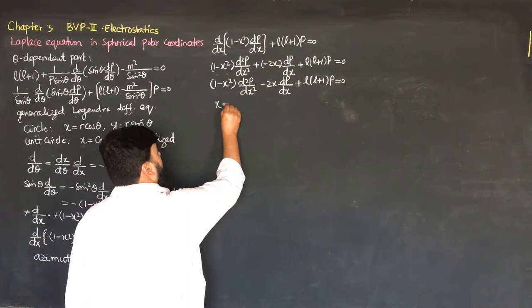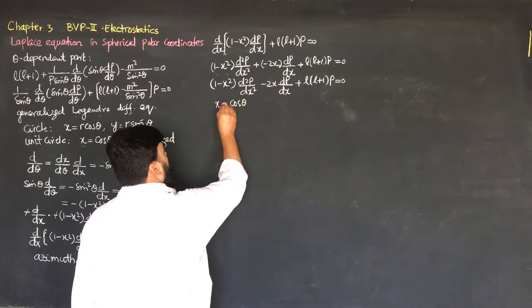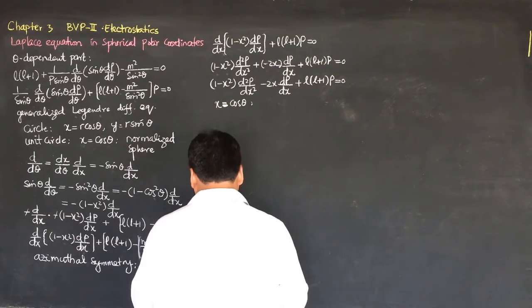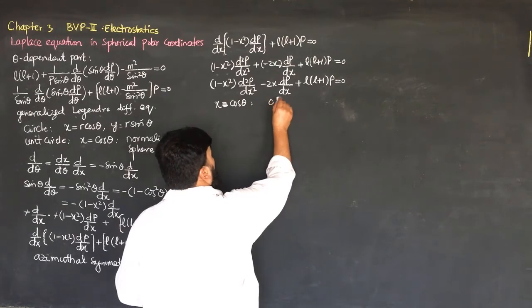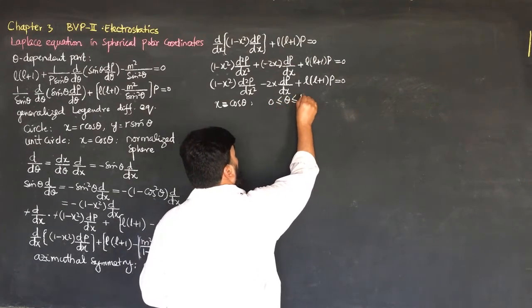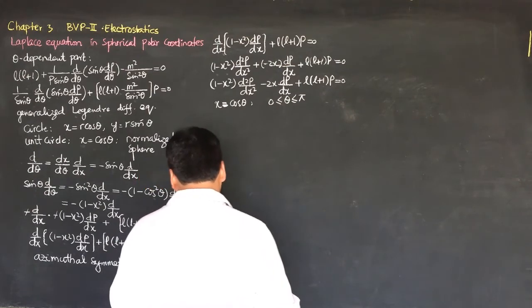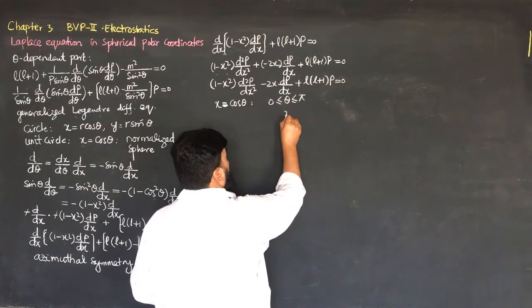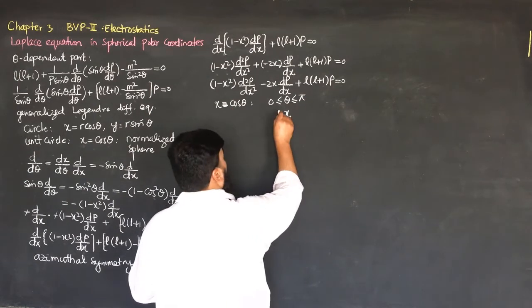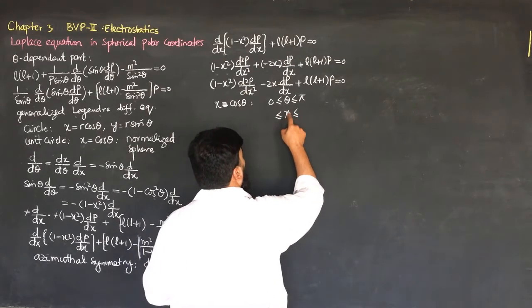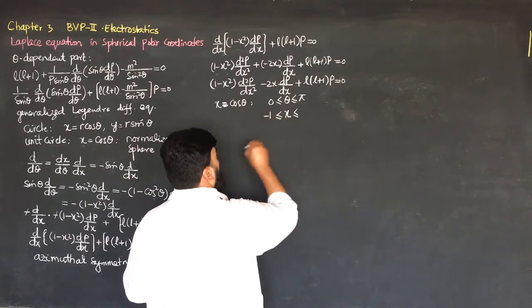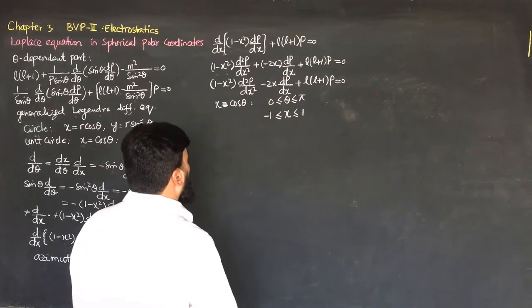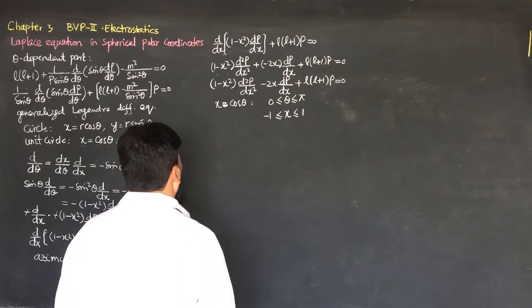When x is equal to cos theta, then as our theta was running in spherical polar coordinates between 0 and pi, x will vary between cos pi, which is minus 1, and cos 0, which is 1. So x will vary between plus 1 and minus 1.